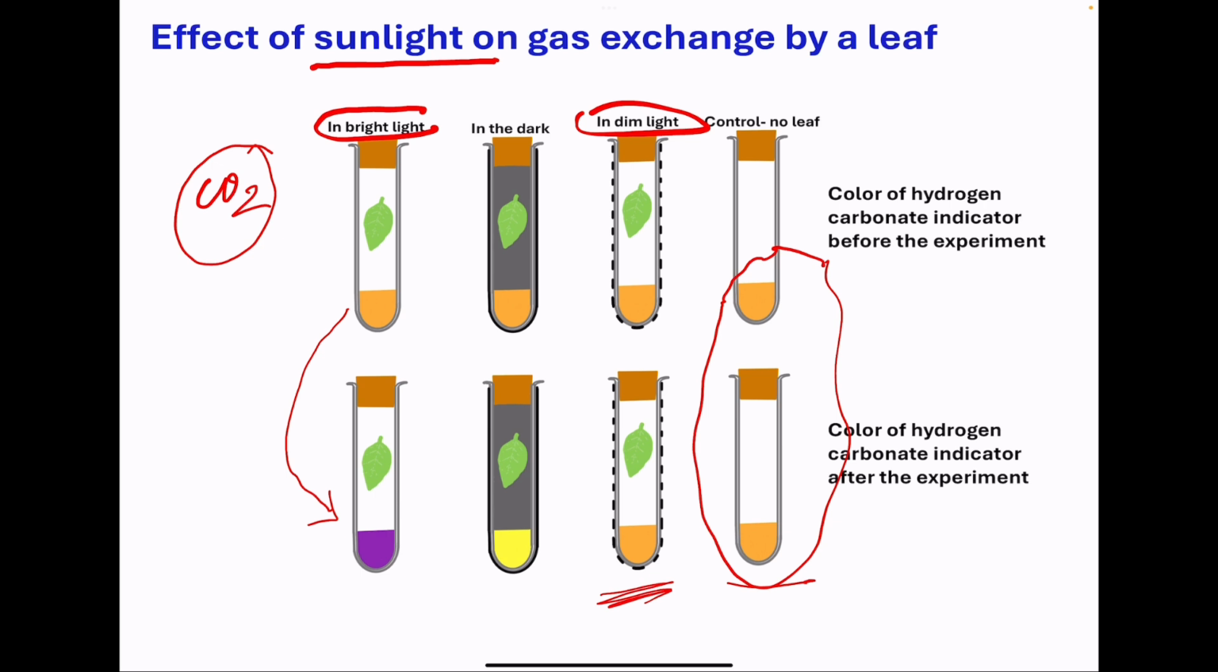a leaf, meaning without a leaf, even when we provide sunlight and every other condition, we see there is no color change, and therefore the leaf is responsible for causing the color of the indicator solution to turn from orange to any other color it has turned. This is kind of the control experiment.